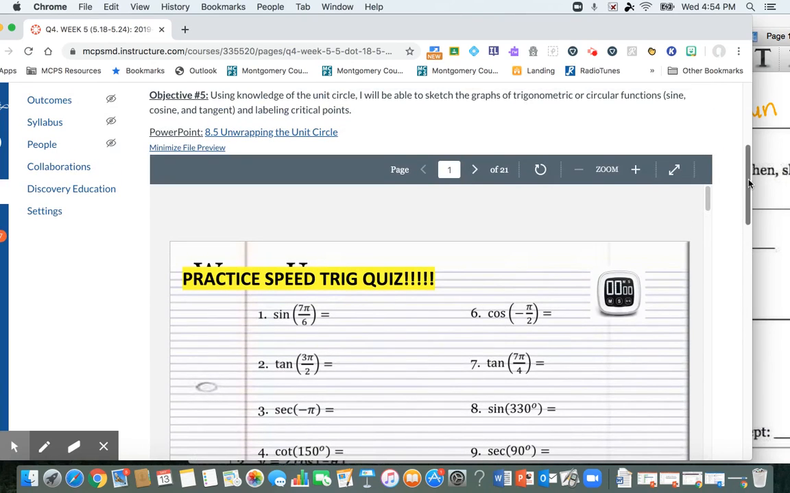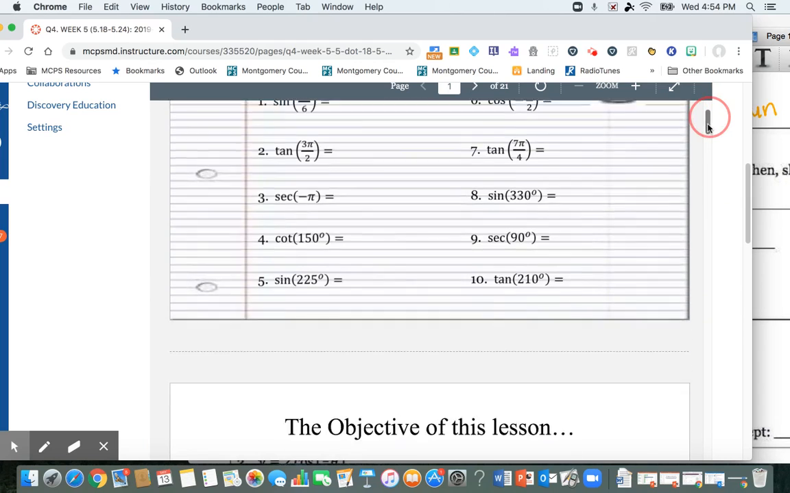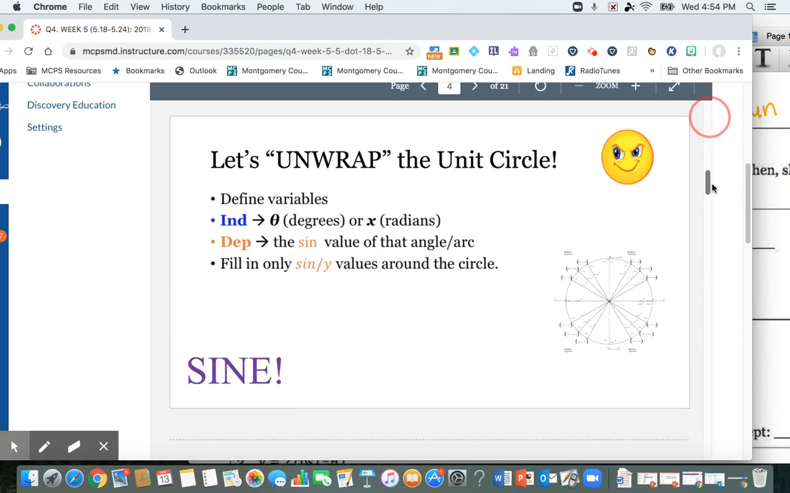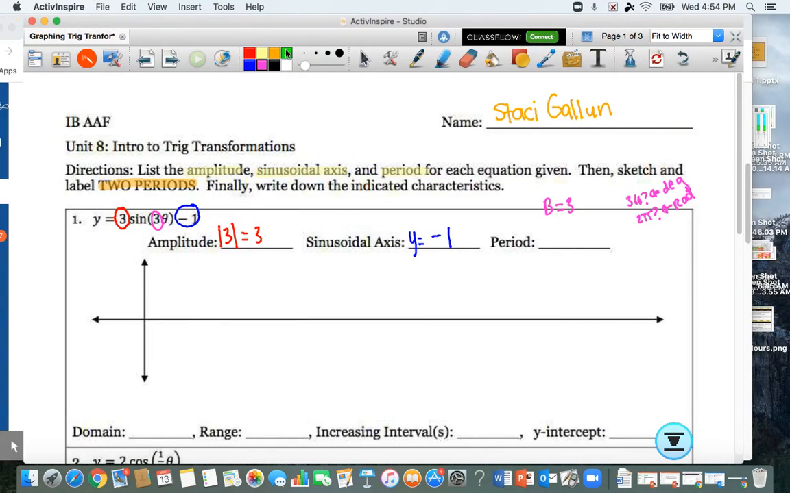Oops. Scrolling on the wrong thing. This is great. I didn't even need a printer to look at all of this. Oh, look, right here. Theta is degrees, x is radians. I think I'm going to write that on the top of my paper. Theta is degrees, x is radians.